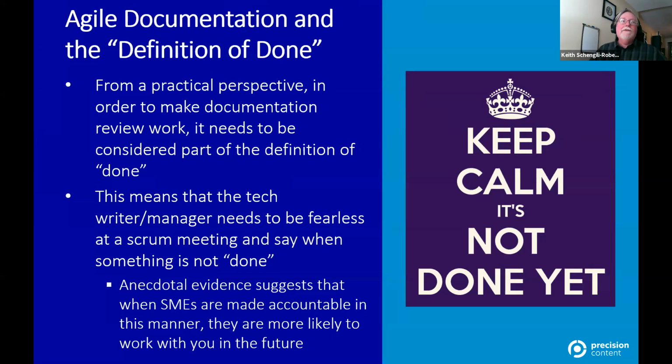That means that the tech writer or manager needs to be kind of fearless in things like a Scrum meeting, and say when something is not, in fact, done from their perspective. And anecdotal evidence suggests that when SMEs have not provided the necessary feedback to get the docs done, and the tech docs manager or writer speaks up and says, hey, we're not done, and here are the reasons why, it's not necessarily casting fingers, but it's part of the accepted work process. That means that they're more likely to work with you in the future.